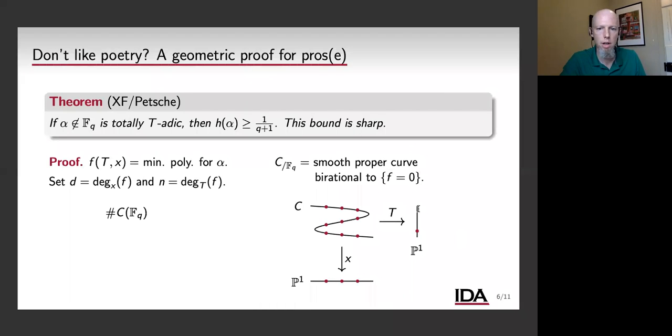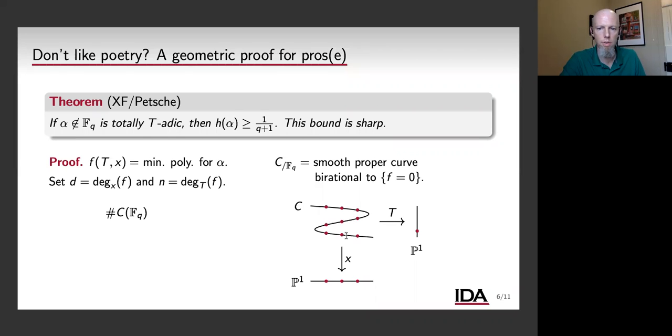So let's start out with the minimal polynomial for a totally T-adic element alpha. Okay, so I'm going to write that as a bivariate polynomial, in T and X. And the vanishing of that will define a plane curve, call that F equals 0. And then if you take the normalization, the closure of that, you get a smooth proper curve. It's birational to that thing. So we'll call that C. Here's a schematic. And because I have these two variables, T and X, they actually define functions on my curve C. Okay, functions to the projective line.